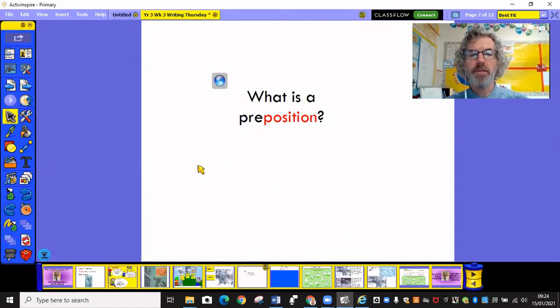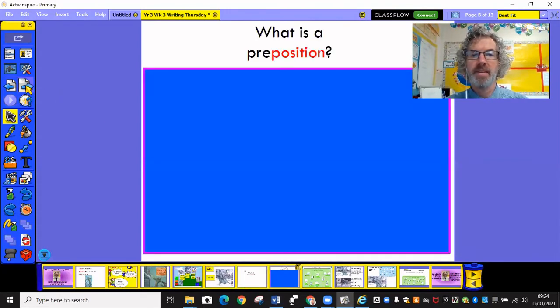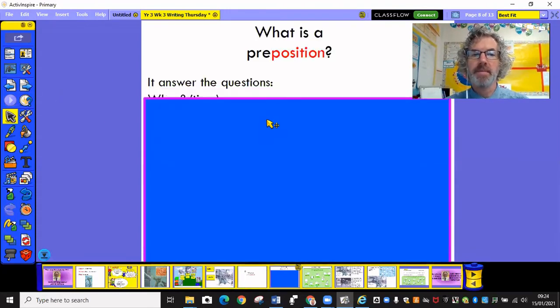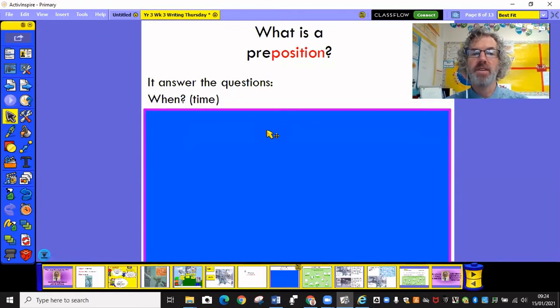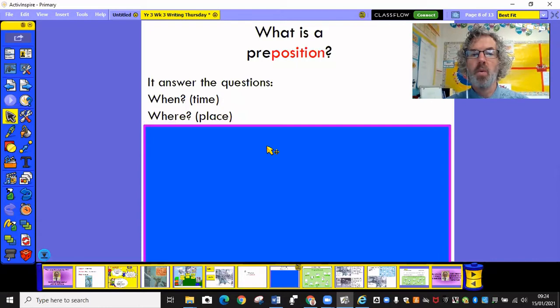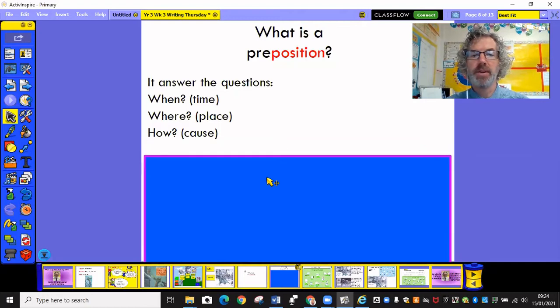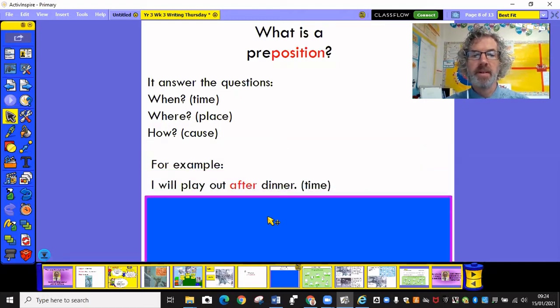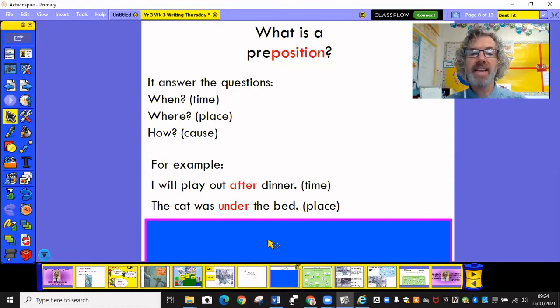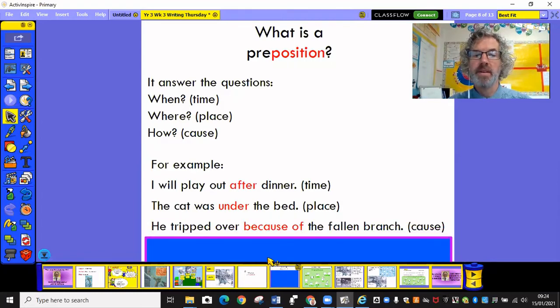So that's a quick run through of what a preposition is. To recap, it answers the questions of when, where, or how. Let me explain those for you a little bit more. I will play out after dinner. That's a preposition of time. The cat is under the bed. That's a preposition of place, answering where. He tripped over because of the fallen branch. That's a preposition of cause, because of.